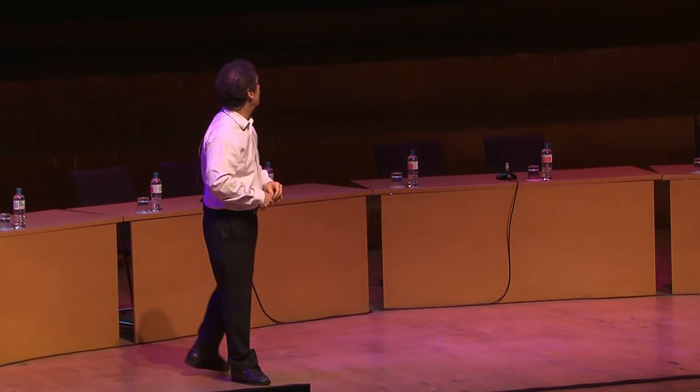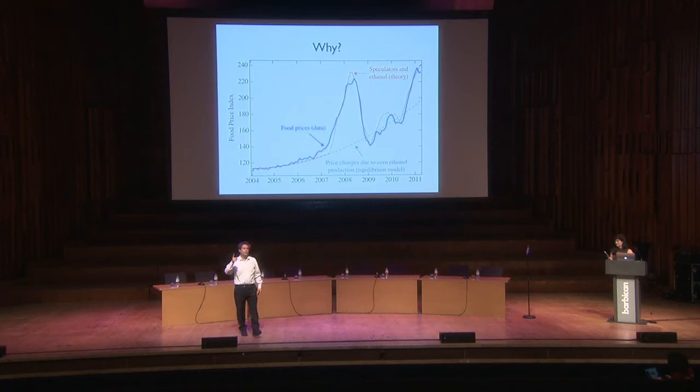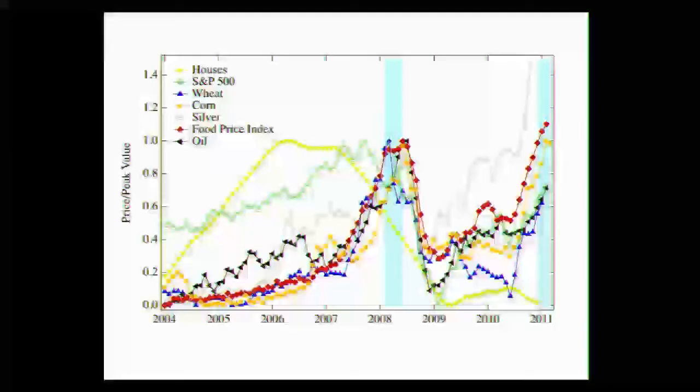And together they give the total food price behavior. Now the causes of the speculation are two. One is deregulation of the commodity markets that happened in the year 2000. And the other one is the financial crisis. So this is a combination of a bunch of curves.